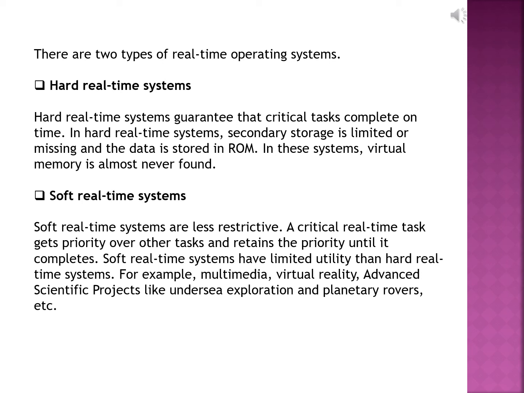Now, soft real-time systems are less restrictive. A critical real-time task gets priority over other tasks and retains the priority until it completes. Soft real-time systems have more limited utility than hard real-time systems. For example, multimedia, virtual reality, advanced scientific projects like undersea exploration and planetary rovers, etc.